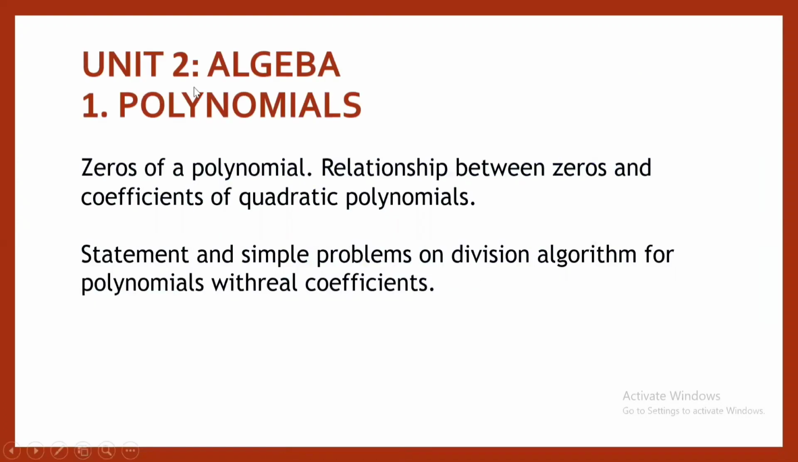We come to the next unit, the unit of Algebra. You all must be knowing that there are three chapters in Unit 2 of Algebra. First, polynomials, second, quadratic equations, and third, arithmetic progression. Now, the zeros of a polynomial, relationship between zeros and the coefficients of quadratic polynomials, and statement and simple problems on division algorithm for polynomials with real coefficients. This was the syllabus earlier, right?